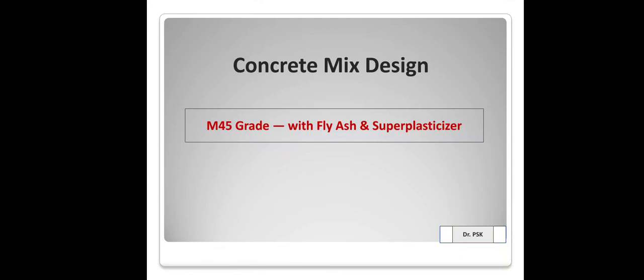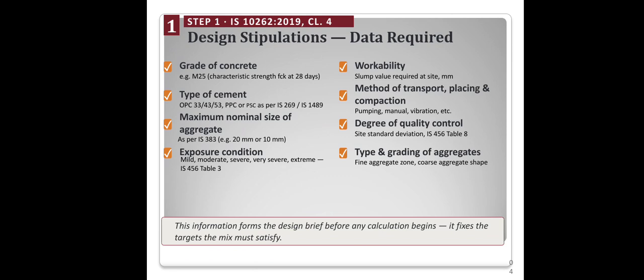Everyone, in this presentation we'll see how to design a concrete mix for M45 grade, a high strength durable mix using fly ash as a mineral admixture and superplasticizer as a chemical admixture, following IS 10262-2019 for the mix design procedure and IS 456-2000 for durability requirements.